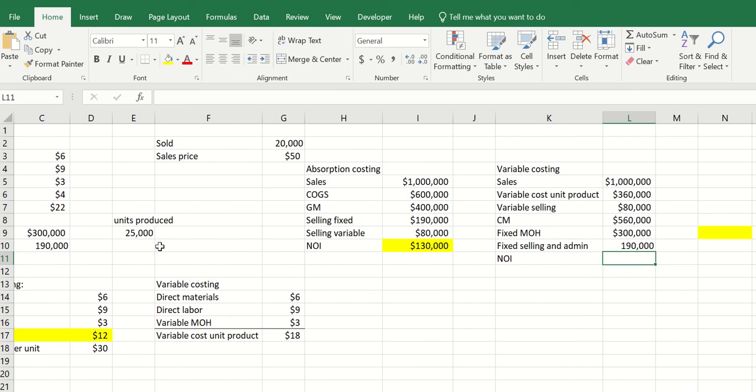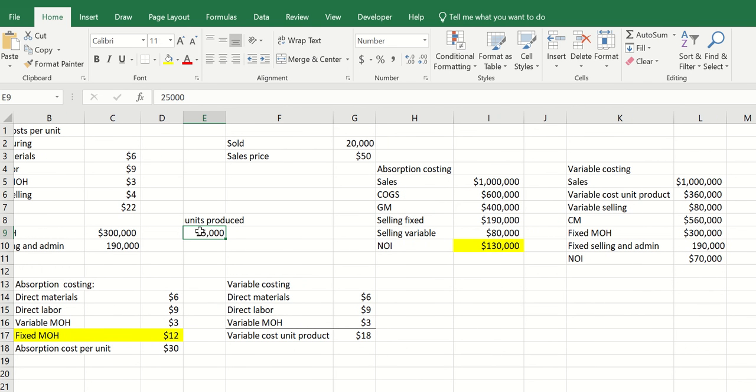Okay, and so we're going to have a different amount of net operating income because we are selling an amount that's lower than what we were producing, right? And what if we sell an amount that's equal to what we produce? So for an example, what if we did 25,000 units? Whatever they produce is what we sold. And so when I adjust this number, you can see that our net operating income is exactly the same because we have the same amount of expenses. But the problem doesn't say that you're going to sell exactly the same amount.